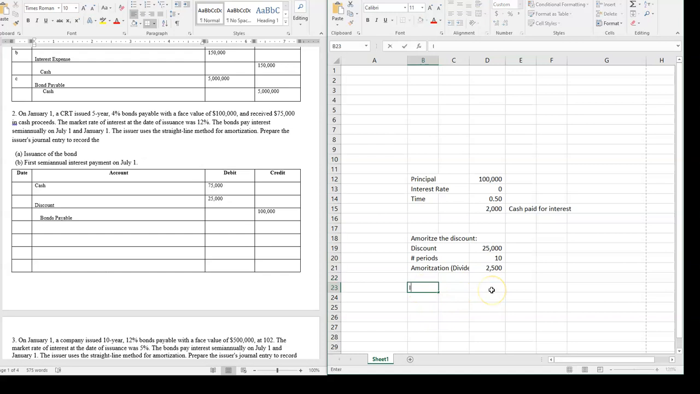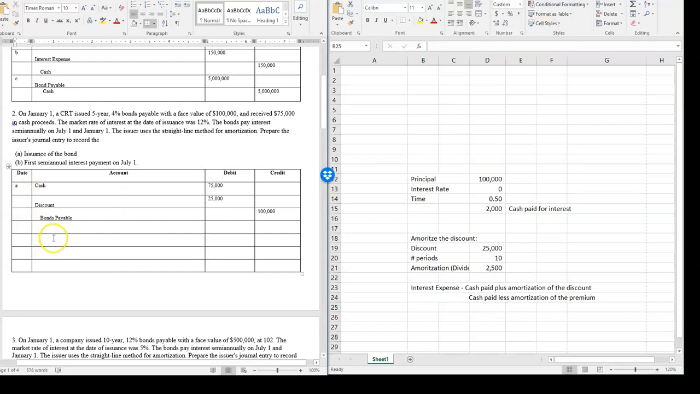All right, so interest expense, you just need to remember, is either cash paid plus a discount or cash paid less a premium. And I should be more specific. I should say the amortization of the discount. And I should say the amortization of the premium.